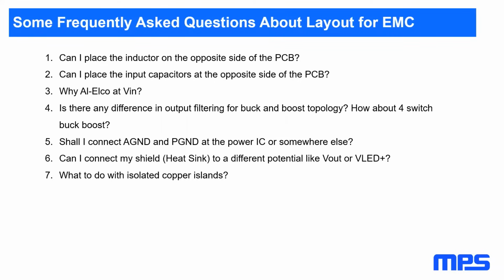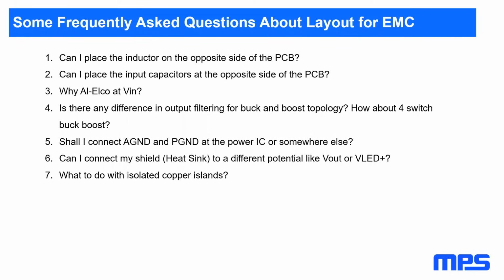How about a four-switch buck-boost? This is the same story. We have a buck on the input, a boost on the output, which means input and output are fully switched with high di/dt. And whenever a cable is connected to a four-switch buck-boost converter, careful filtering and layout is needed.